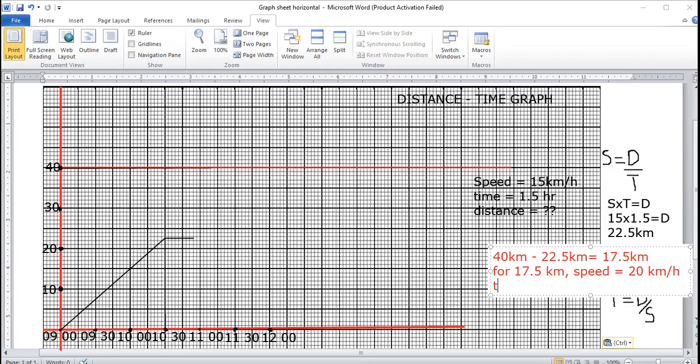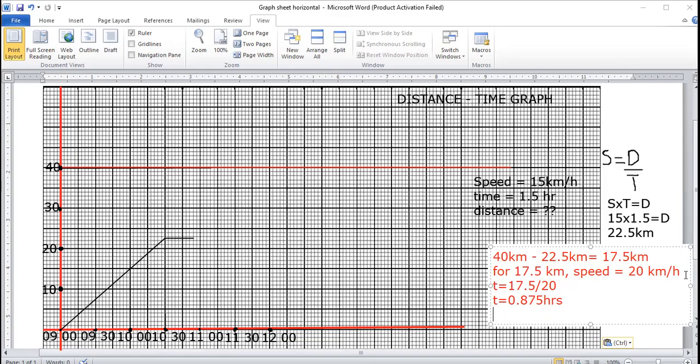So T equals distance. What is distance left over here? 17.5 divided by 20. When I divide it by 20, the result is going to be time, which is 0.875 hours. Now it will be very difficult for me to put it in hours.